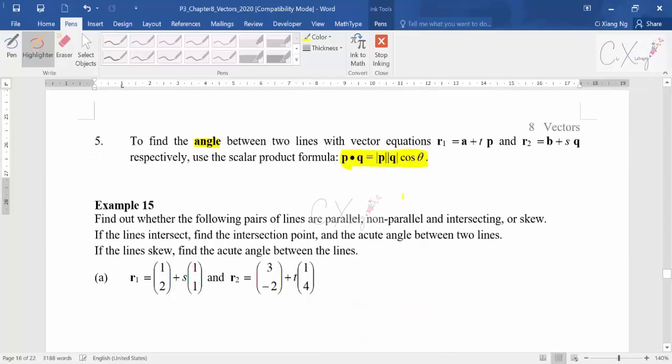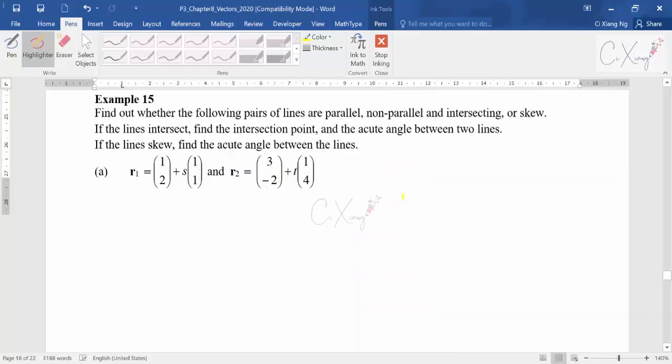Okay, so now let us discuss some examples. If we have a look at example 15, the question asks to find out whether the following pairs of lines are parallel, non-parallel, intersecting, or skewed. If the lines intersect, they want you to find the intersection point and also the acute angle. If the lines are skewed, then you need to find the acute angle between the lines. First of all, we have part A.